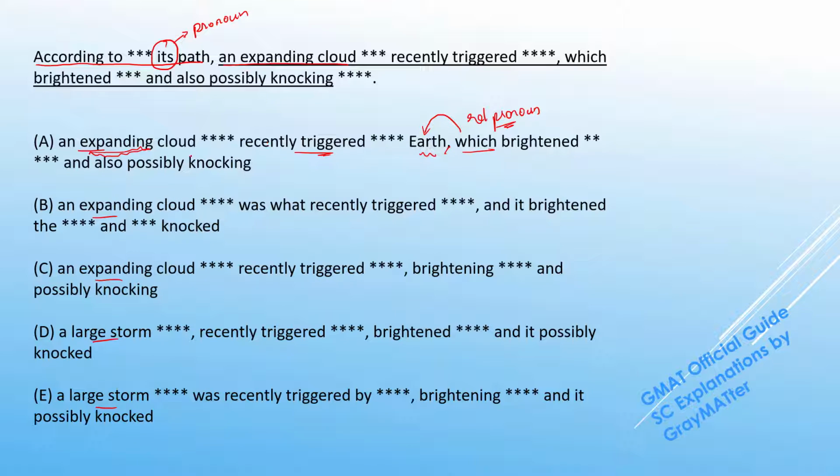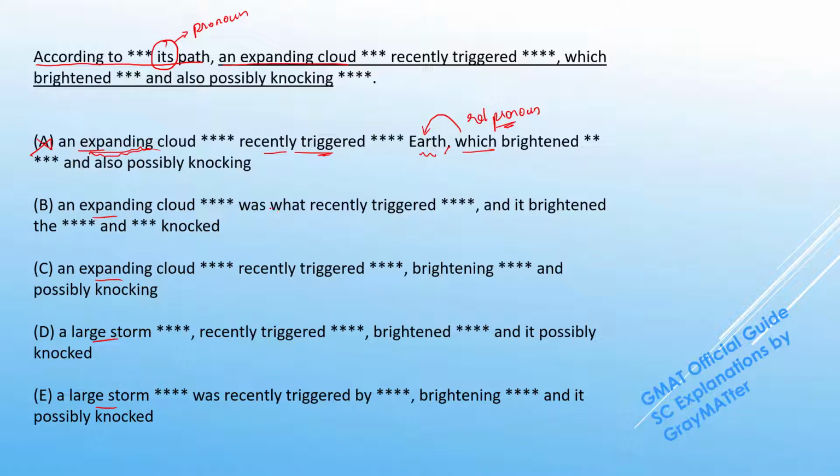The sentence intends that this expanding cloud, which recently triggered a storm, this whole phenomenon is what brightened the northern lights. And obviously, a pronoun cannot refer to a complete clause in front of it. It could only refer to the noun or noun phrase in front of it. And because of this pronoun error, A goes off.